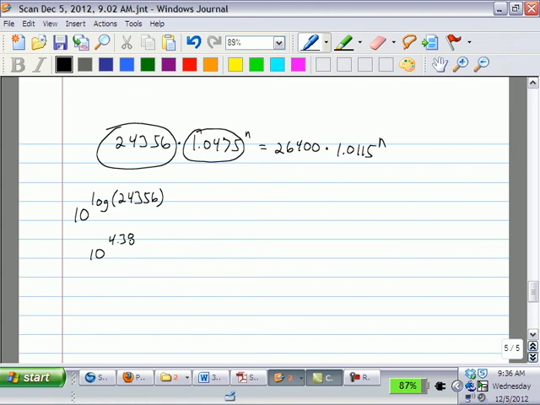Okay. All right. The next one I went to was this one right here. So I want to turn that into a base of 10. Well, I know that 1.0475. How would I find the equivalent of that in base 10? That would be 10 to the what?